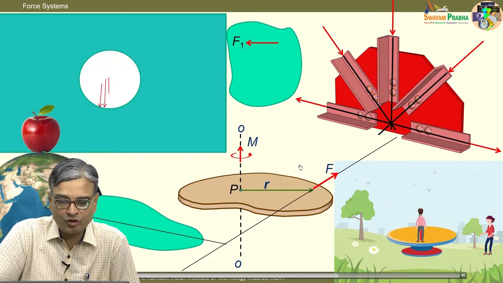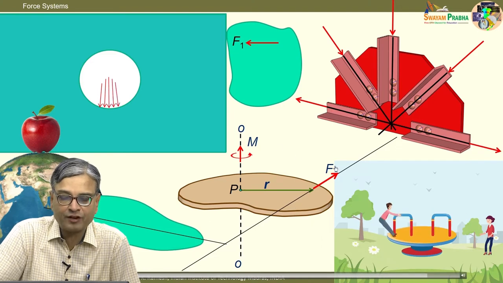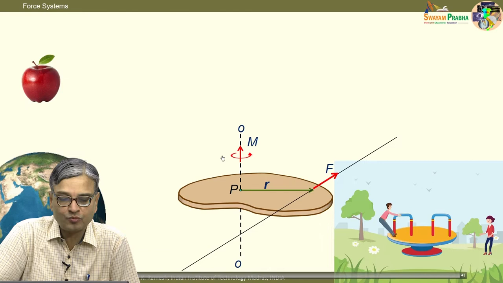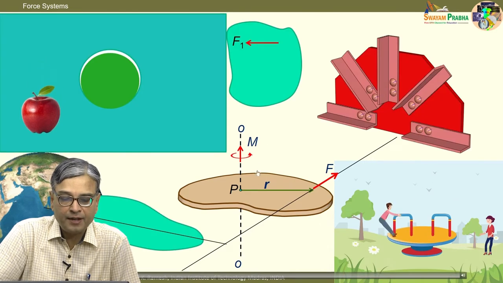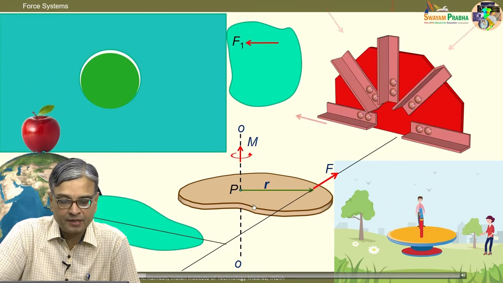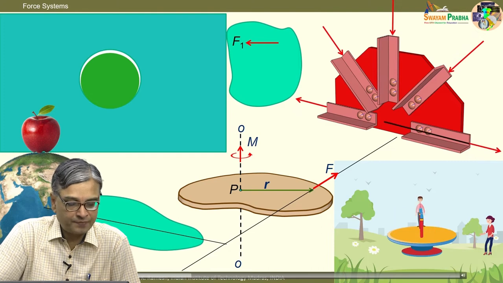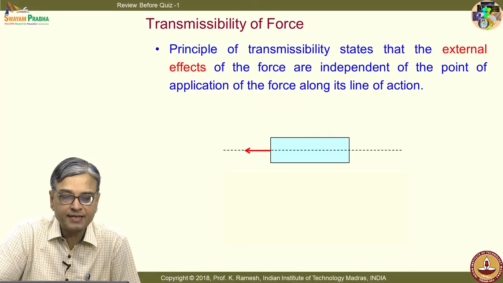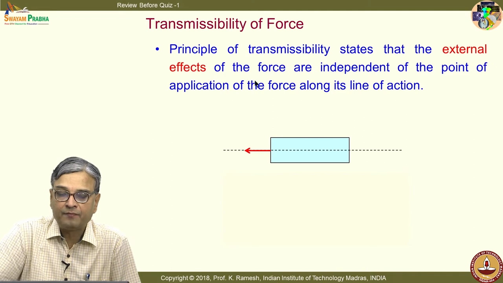And another important concept is we have to quantify what is the rotating effect of the force. We understood what is the meaning of a bending moment and so on and so forth. And one of the important concepts that we understood in the process was transmissibility of force. When we are looking at the external effects, it is independent of the point of application of the force along its line of action.